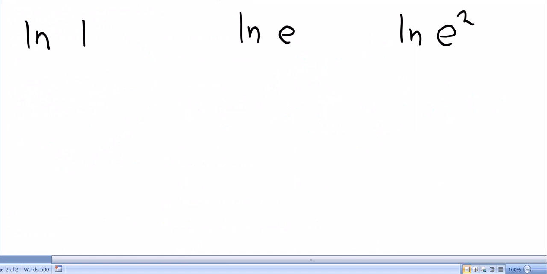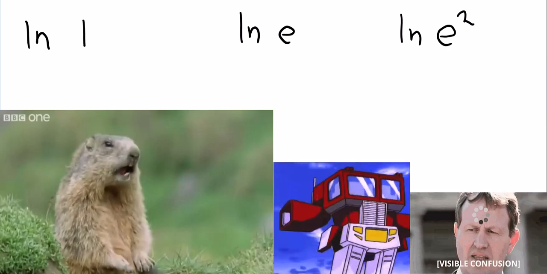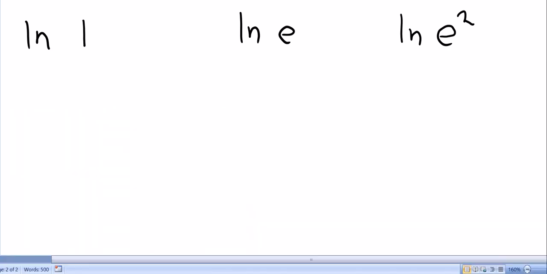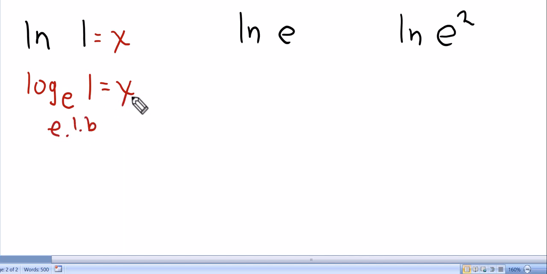So let's look at these special cases of natural log and let's find out what they are equal to. Let's go ahead and start off with making it equal to x like we did in previous videos where we evaluate. And recall that natural log can be written as log base e. So if I do ELB on this thing, the exponent is the thing by itself. The base is e.